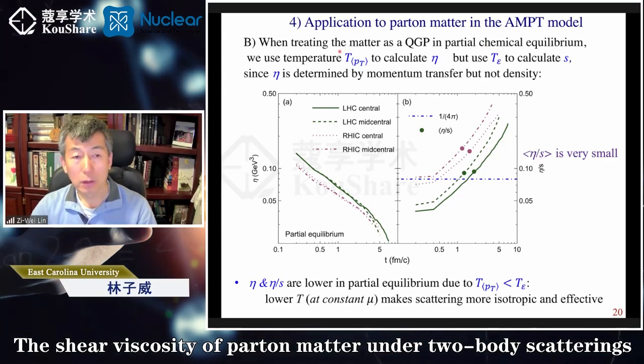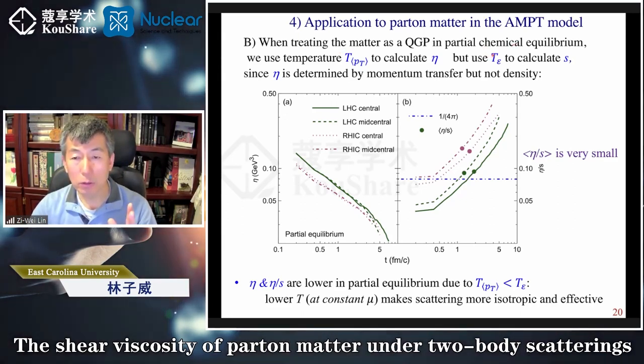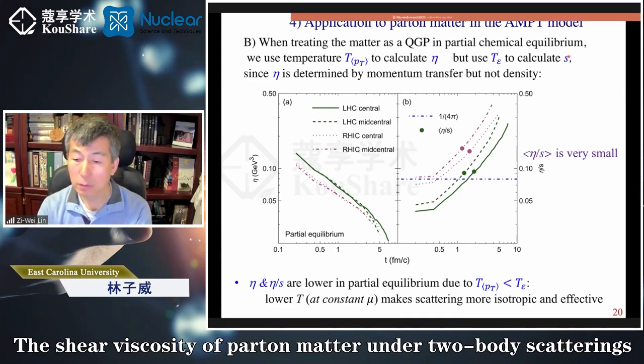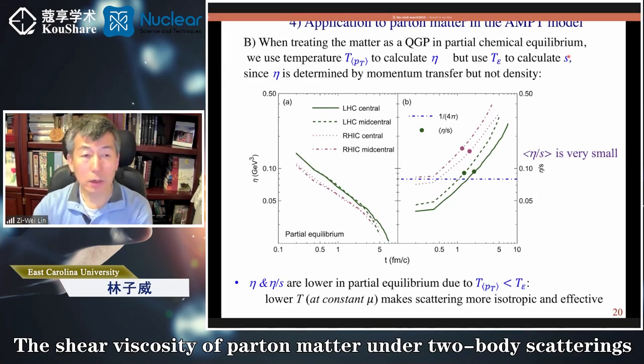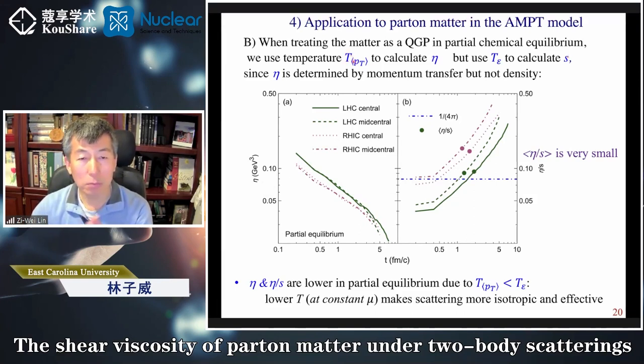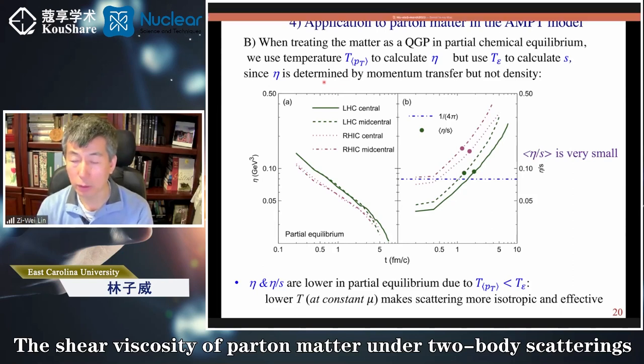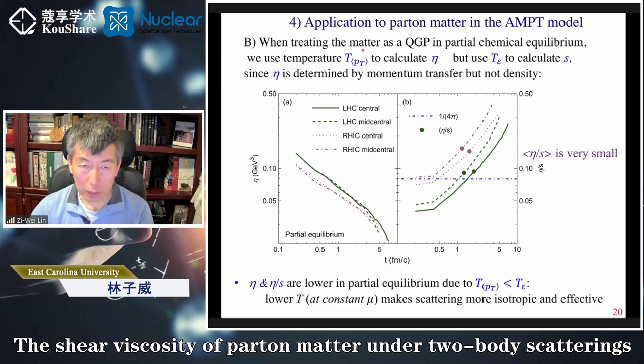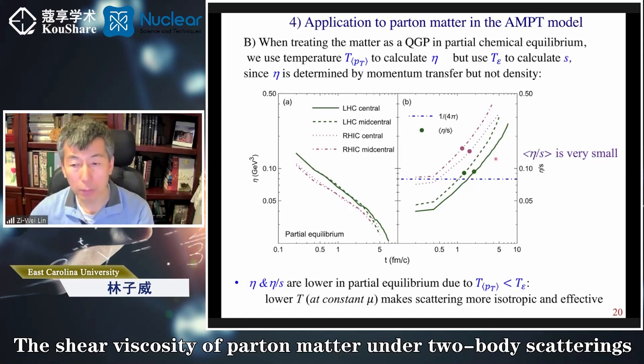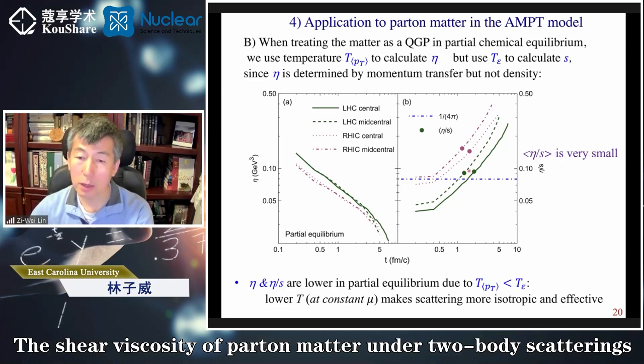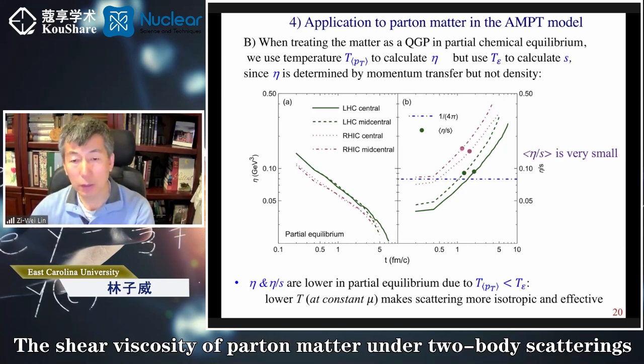If so, then we can still use the energy density temperature to calculate the entropy, because we do not want to miss any energy in the system. But we should use the temperature extracted from the momentum to calculate shear viscosity, because shear viscosity is determined by the momentum transfer. It's determined by how hard the partons scatter, rather than density. So if we use the other temperature to calculate eta, then we get this shear viscosity as a function of time. And if we divide by the same entropy density as before in the full equilibrium case, then we get the eta over s curve like that.